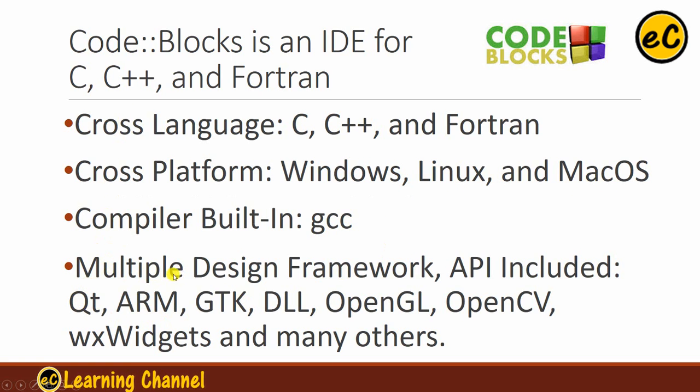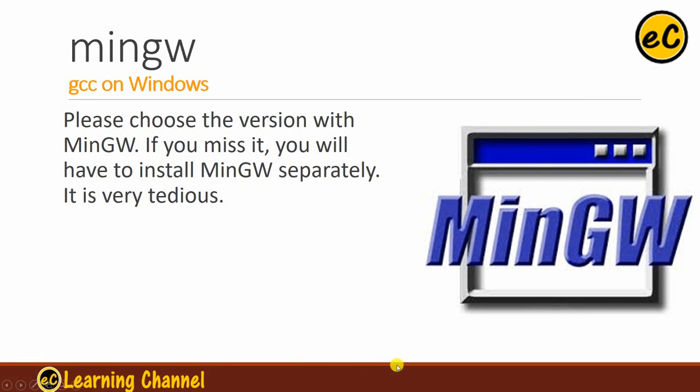And this development environment includes multiple C compiler frameworks and APIs, such as Qt, ARM, GTK, Dynamic Linking Library, OpenGL, OpenCV, wxWidgets, and many others. And when you install this software, please include this MinGW package, and it is for the GCC compiler. If you don't choose it, then you will miss the MinGW package, the GCC package. Then you will have to install the MinGW separately, and it is very tedious. So when you install it, please include the MinGW.